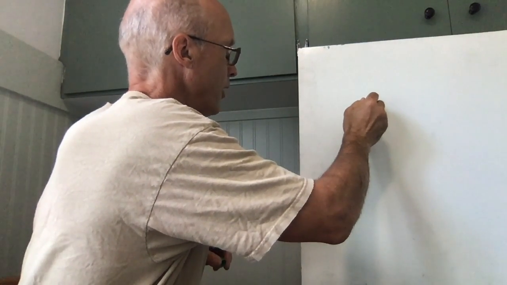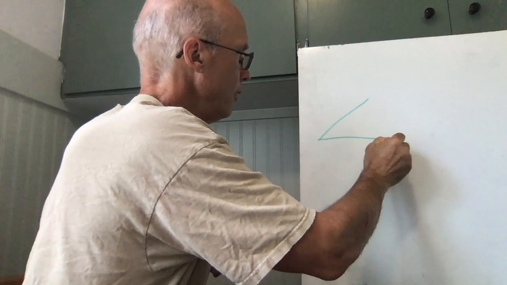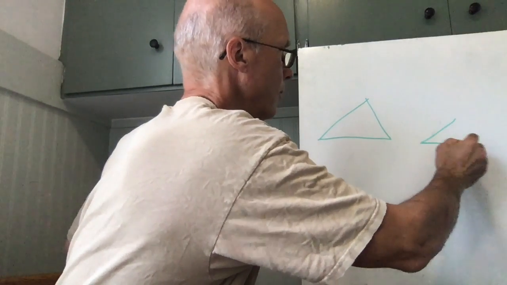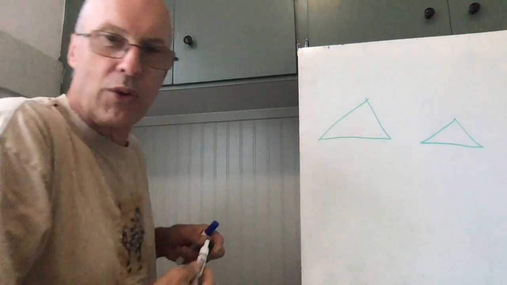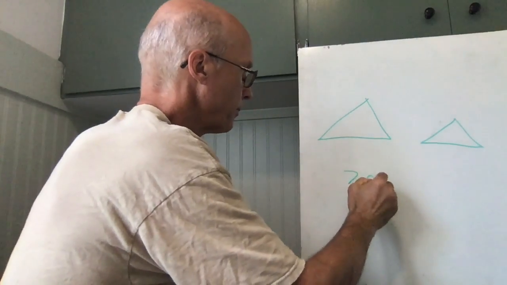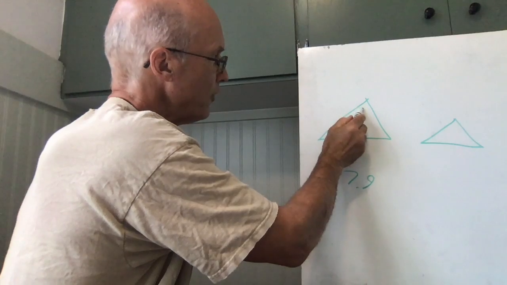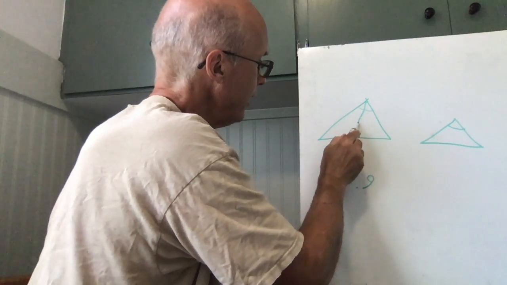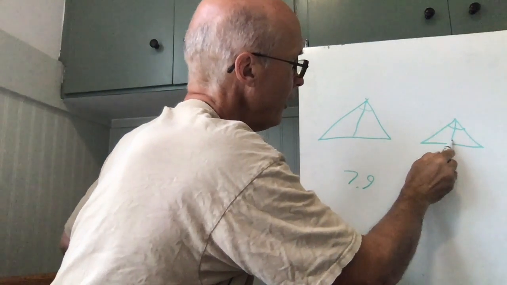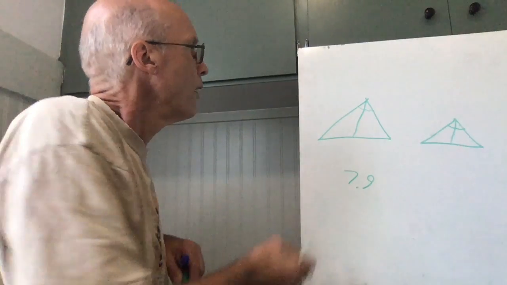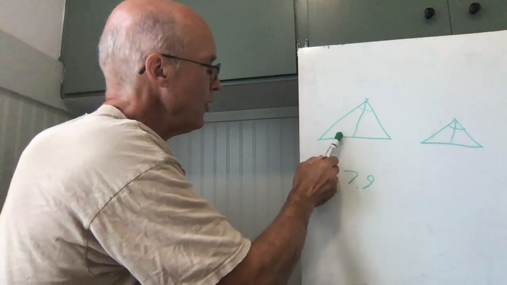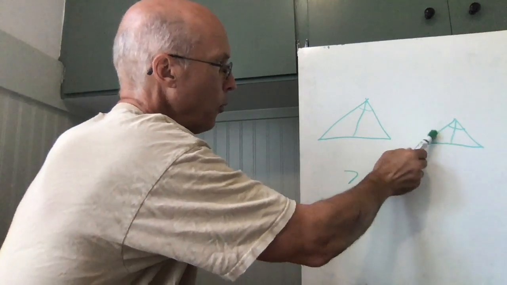7.9 is slightly more difficult. Let me just draw kind of a different looking triangle. What 7.9 says is if I take the angle bisector, so see that angle and I bisect it, I cut it exactly in half. So now it says that these parts are going to be proportionate.